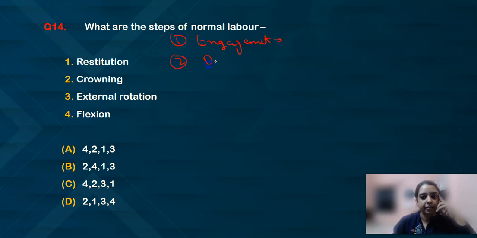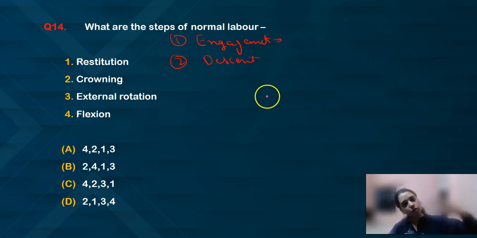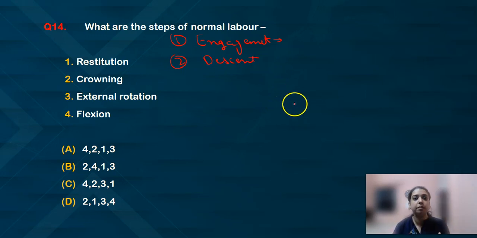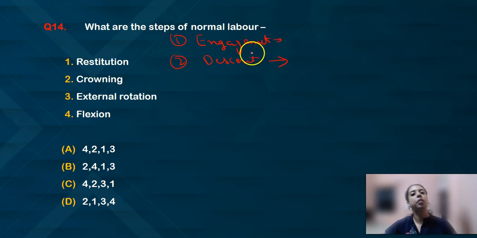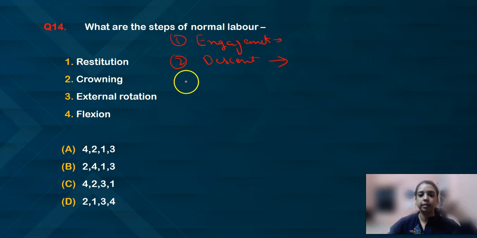Next is descent. Now descent is the first prerequisite. Descent has to happen continuously throughout the labor, then only the baby will come out, right? So it is the biggest prerequisite that should happen. In nullipara, engagement happens first, and when labor starts, descent starts occurring. But in multipara, descent and engagement start together, right? So first is this, second is this.